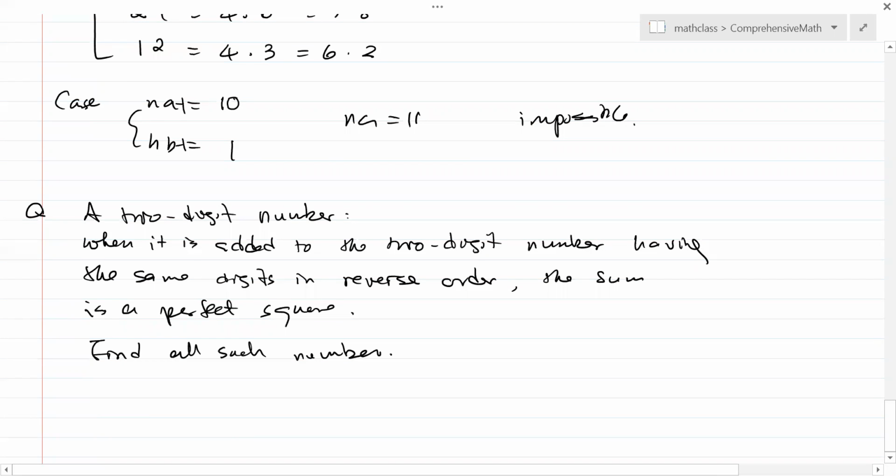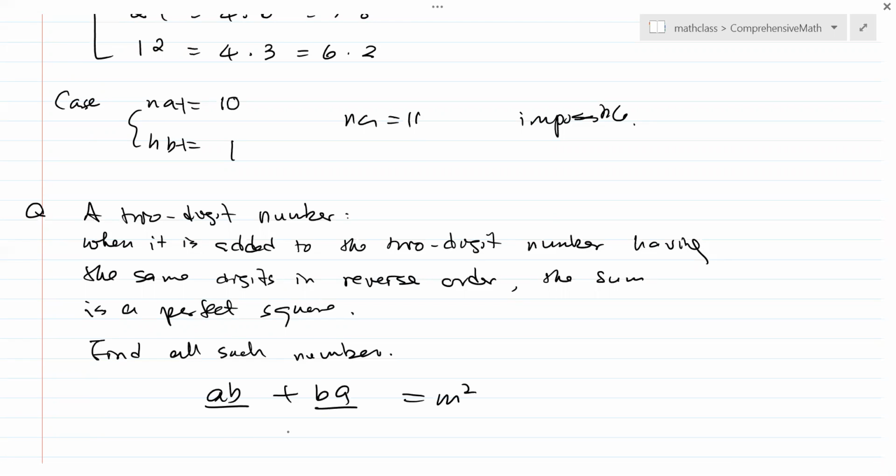When it's added to its reversed number, the number with the same digits but in the reverse order, the sum is a perfect square. So in other words, AB plus BA is a perfect square. And I want you to find AB. So that is another type of equation.